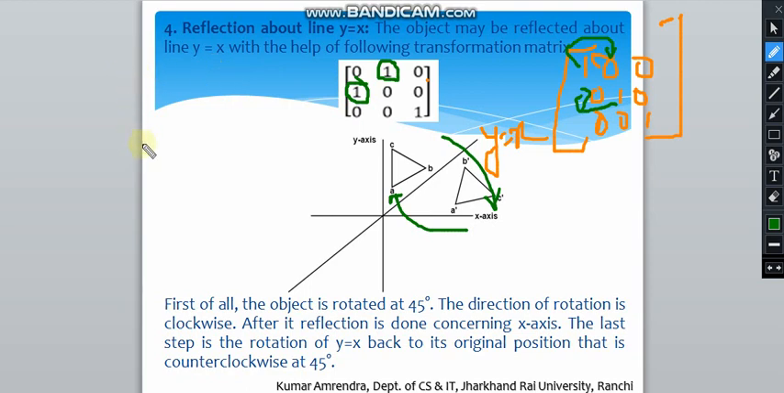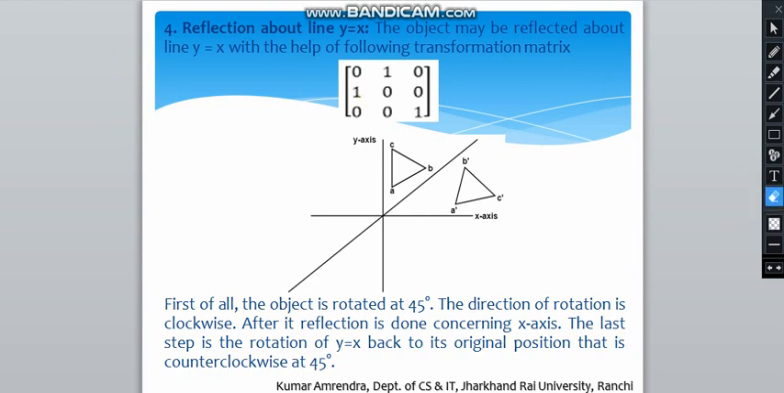So these were the 4 types of reflection, and in the next lecture we will look at the last type of transformation, that is shearing, and it is also of 2 types, x shear and y shear.